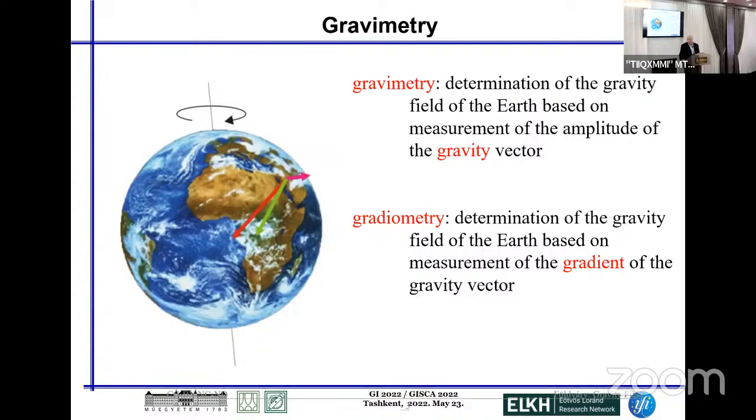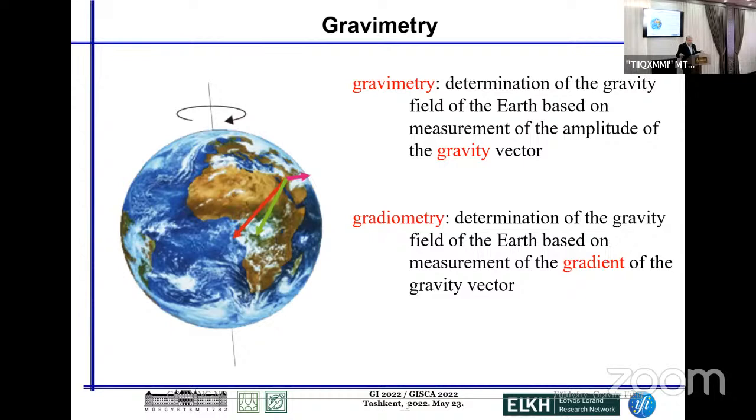And when we talk about measurement of the gravity field, we arrive at the discipline of gravimetry. In a special case, there is a simple differentiation between gravimetry and gradiometry, where the aim is always the determination of the gravity field. The only difference between the two is whether the gravity vector itself, its amplitude, or its spatial change, the so-called gradient of the gravity vector, is determined.